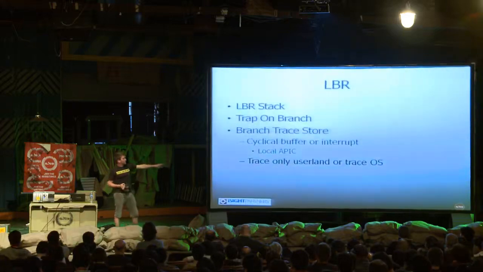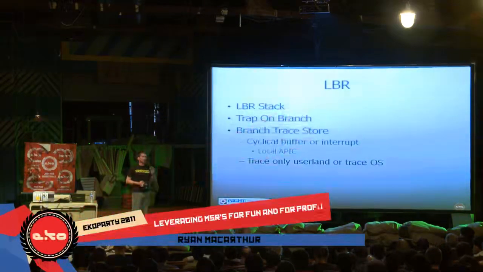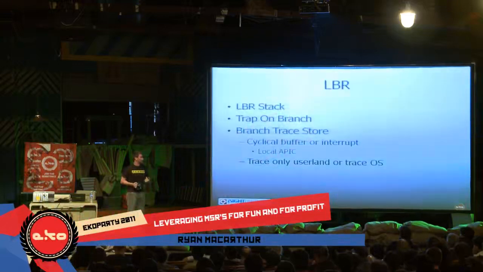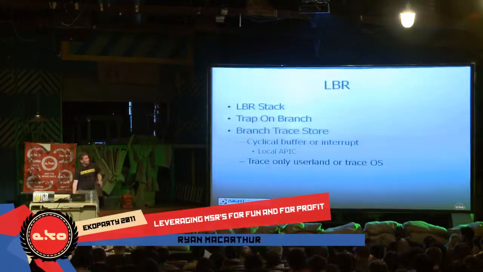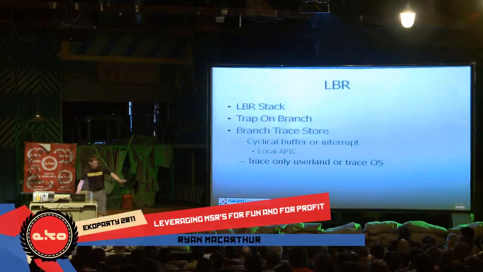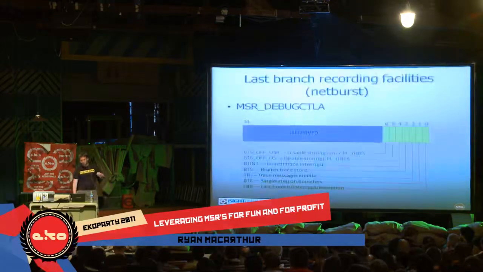And then you have options to trace ring 0 or ring 3 or both. For the stuff I'm interested in, which is essentially malware, it's very fast if you trace only userland. I don't care about the OS. I don't care what the kernel is doing. I only care about userland stuff.